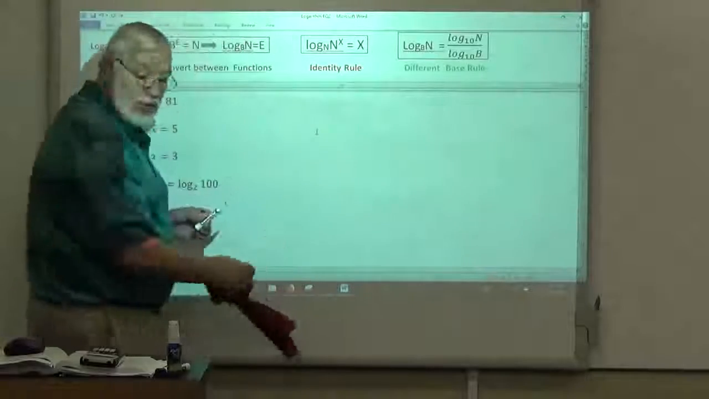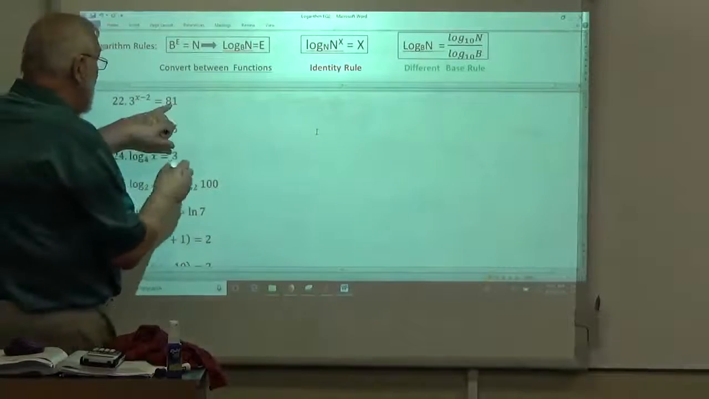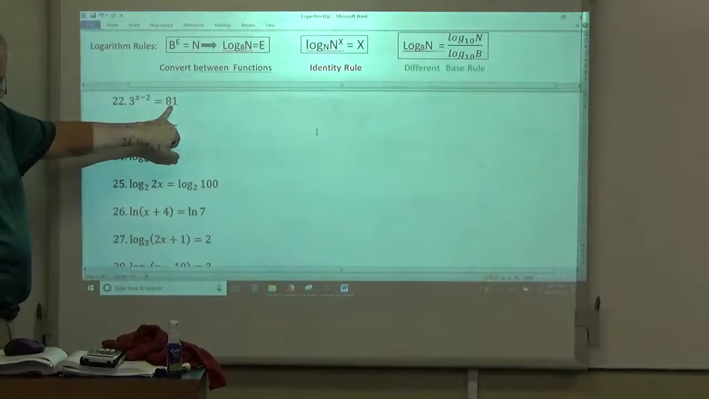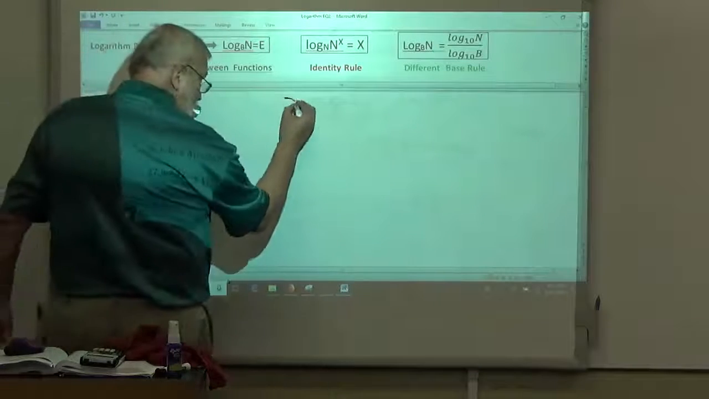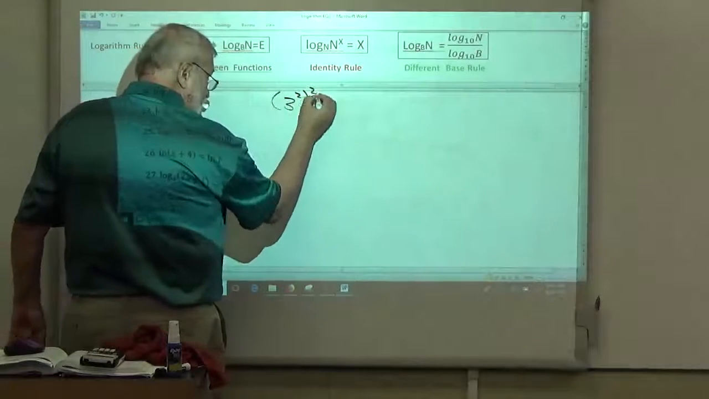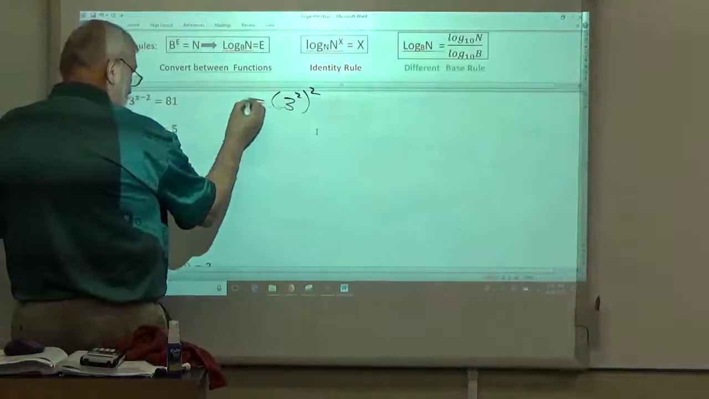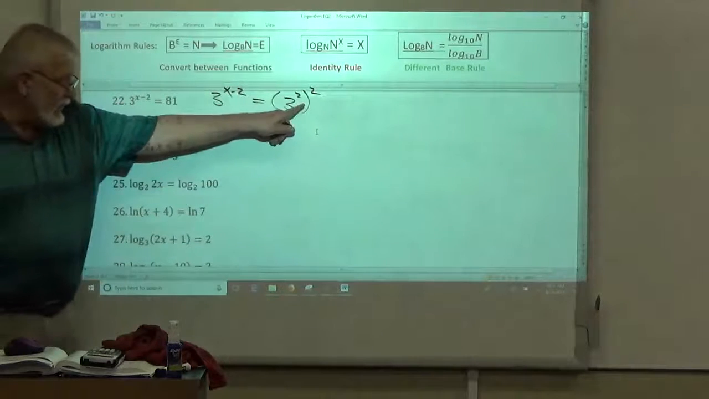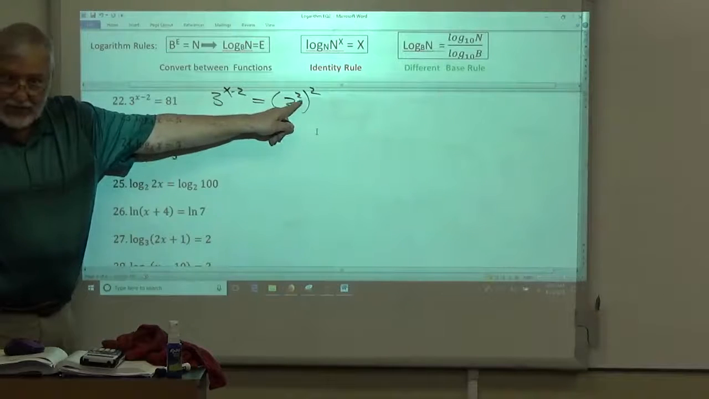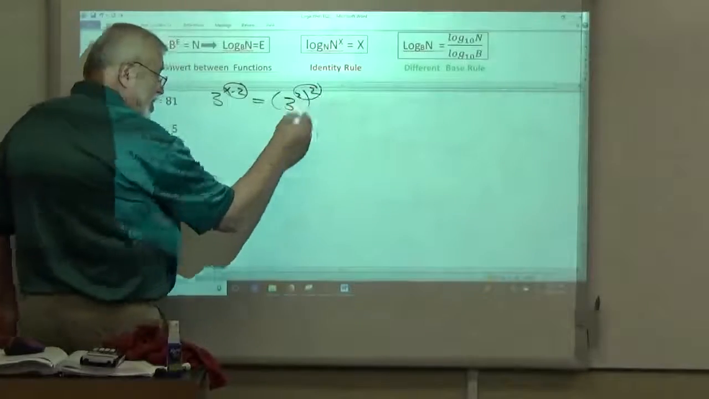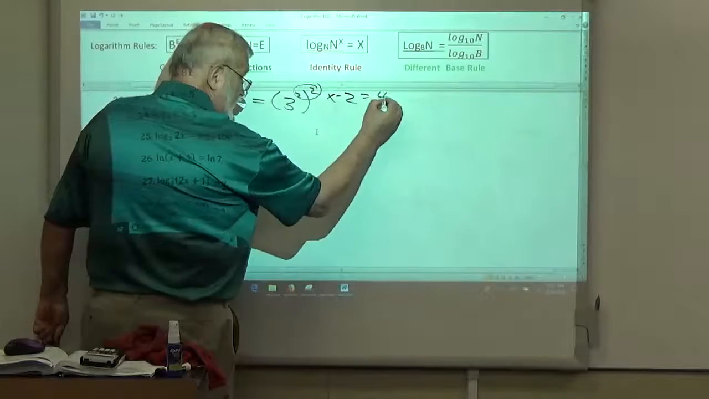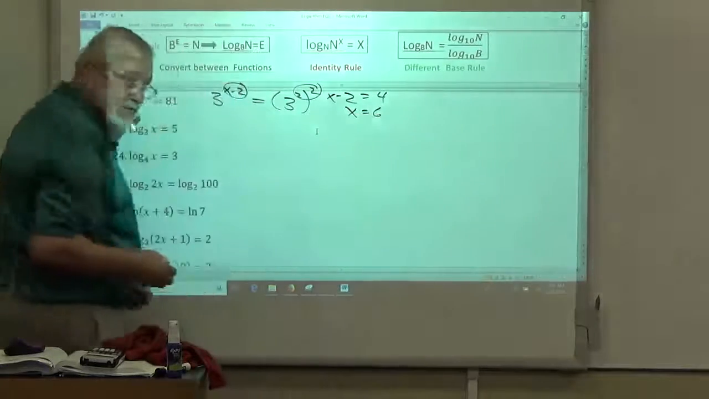Because we're working with logarithms, we're actually doing this. All right, I know that this is 9 to the second power, right? But 9 is 3 to the second, equals 3 to the x minus 2. All right, what's the exponent here? 2 times 2 is 4. So that says that this exponent and that exponent is the same. So x minus 2 equals 4, x equals 6.